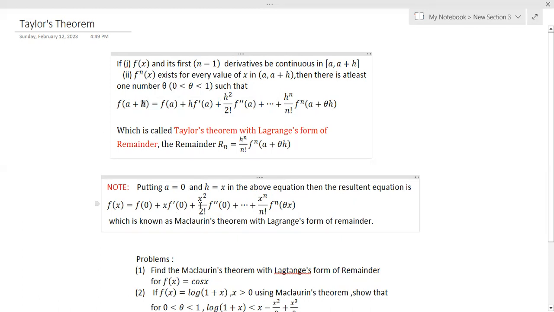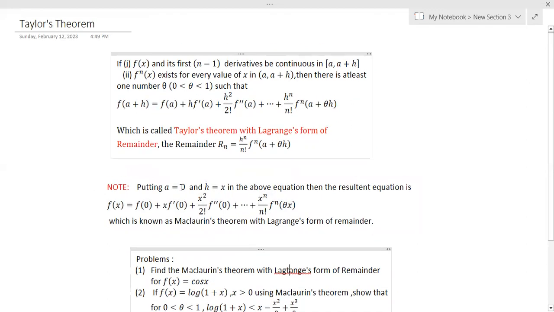Similarly, x into f dash 0 plus and so on, up to x power n by n factorial into the nth derivative of f at 0 plus theta x. Adding 0 does not change the value, therefore theta x. This is called Maclaurin's theorem with Lagrange's form of remainder.